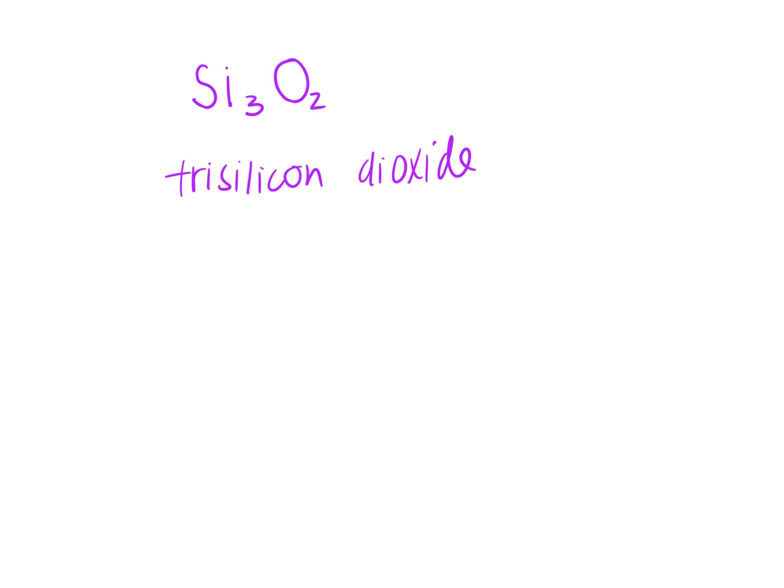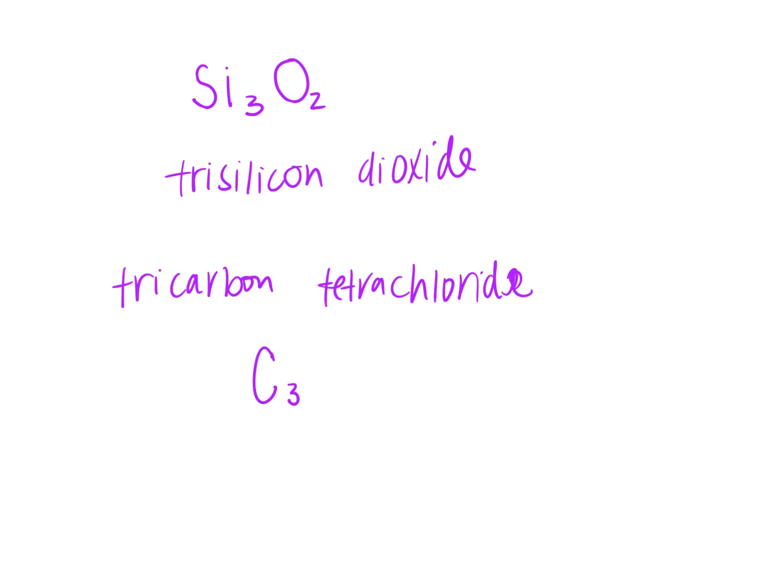Okay, what if I asked you to go from the name to the formula? So, tricarbon tetrachloride. We write it exactly as it's written, no crisscross. Tricarbon tetrachloride, so it would be what? C3Cl4. Good. C3Cl4.